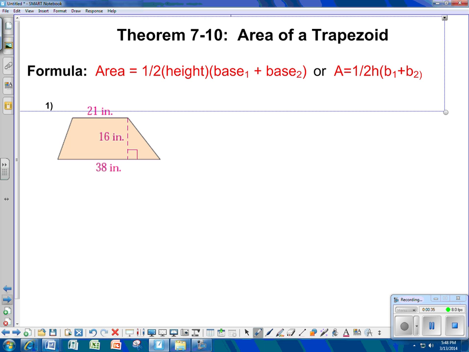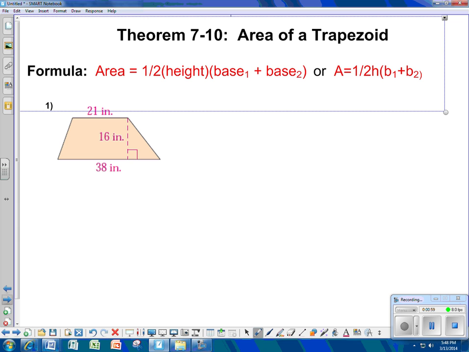Example 1, we're going to talk about the Theorem 7-2, the area of a trapezoid. The formula is listed below the title. Area equals 1/2 times the height times the base 1 and base 2 added together.